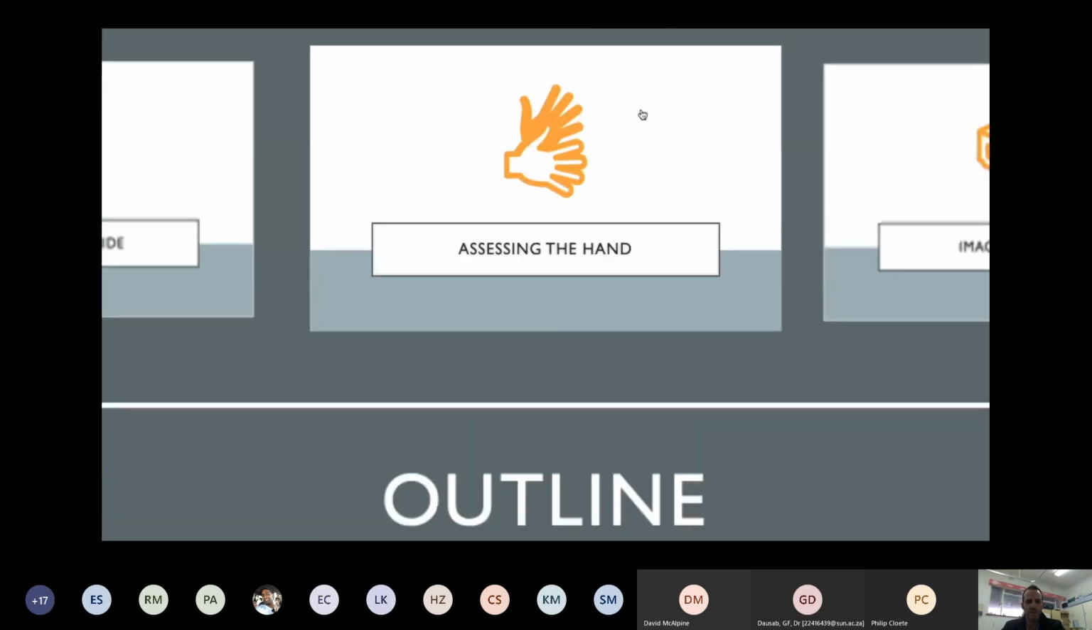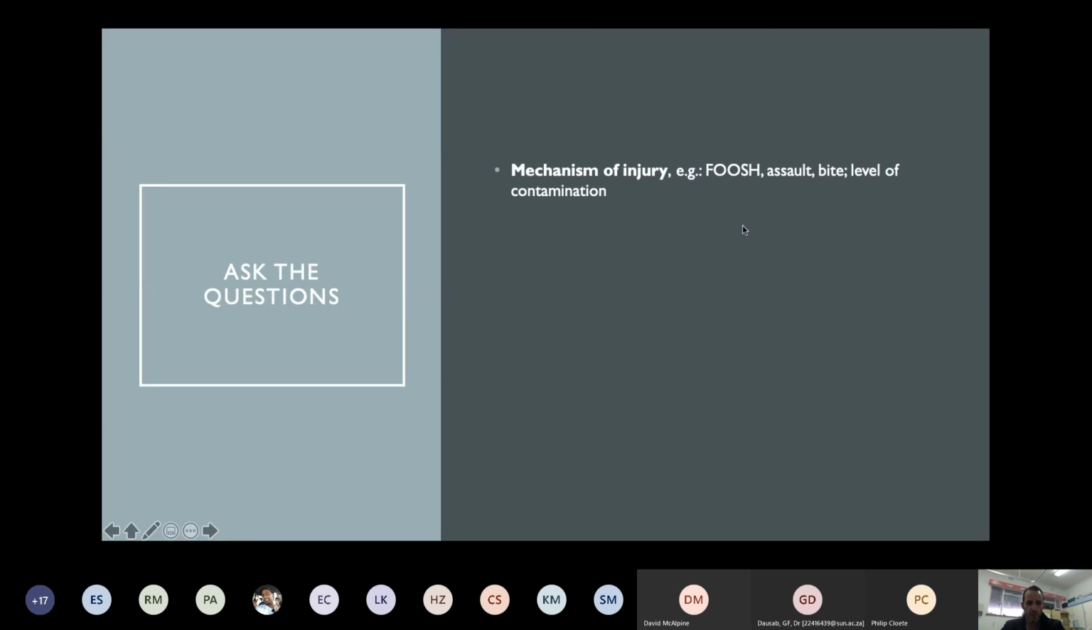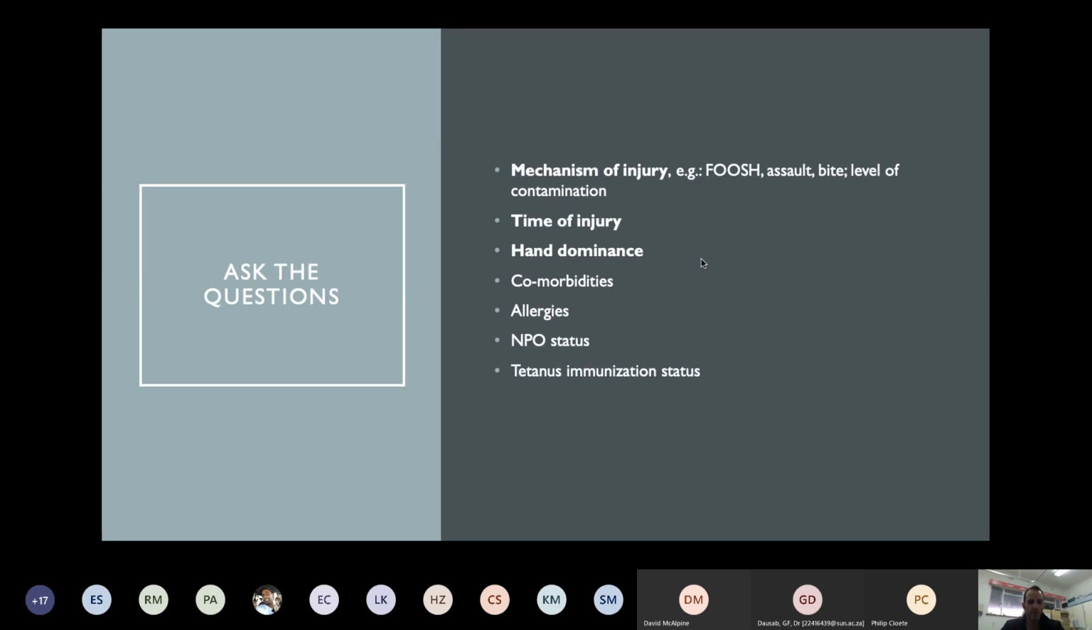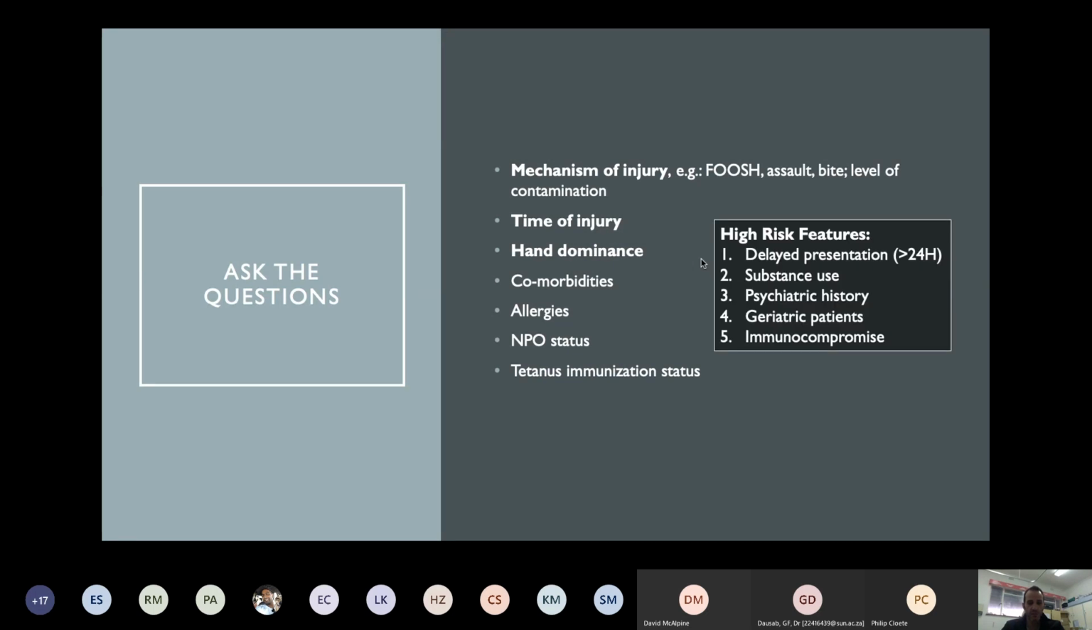So when it comes to assessing the hand, ask the questions. Mechanism of injury: was it a fall on an outstretched hand? Was it an assault, a bite? What is the level of contamination? Get the time of injury, hand dominance, and ask about patient comorbidities. Are they immunosuppressed? Are they diabetic, HIV? Are they on immunosuppressants? Any allergies? That's important when we're administering prophylactic antibiotics or antibiotics for treatment. And NPO status in case they need surgery. Always, always, always ask about tetanus immunization status and administer tetanus toxoid.